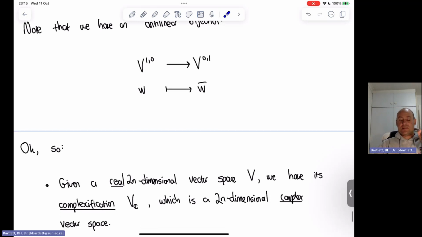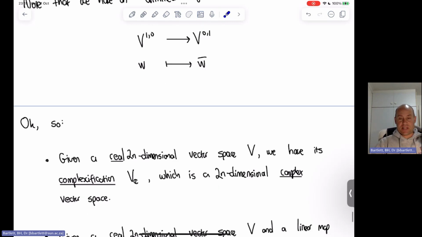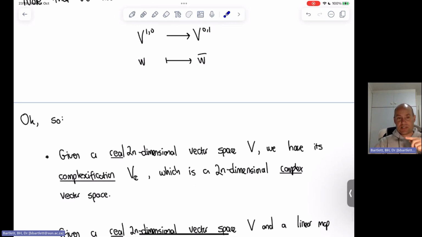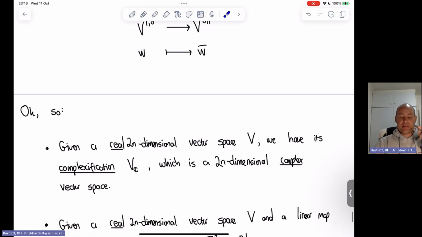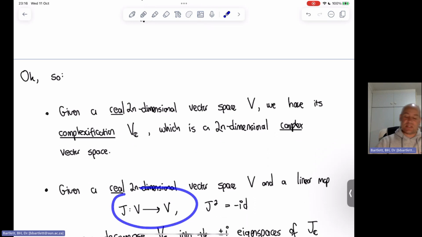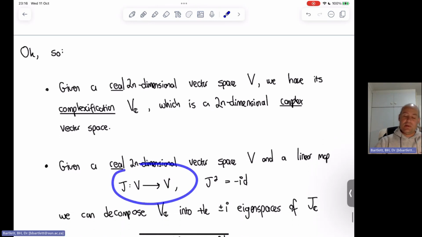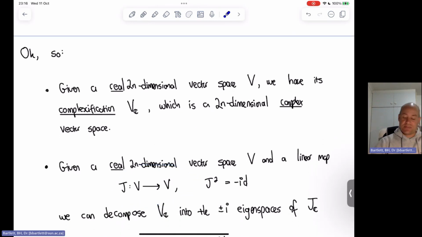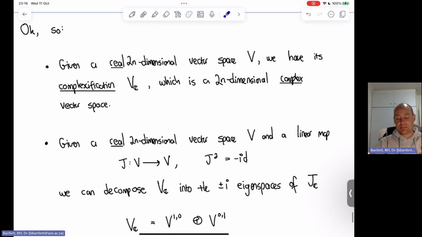Okay, so given a real 2n dimensional vector space, we have its complexification, which is a 2n dimensional complex vector space. Given a real 2n dimensional vector space V and a linear map from the vector space to itself which squares to minus the identity, we can decompose the complexification of V into the plus and minus i eigenspaces of J.